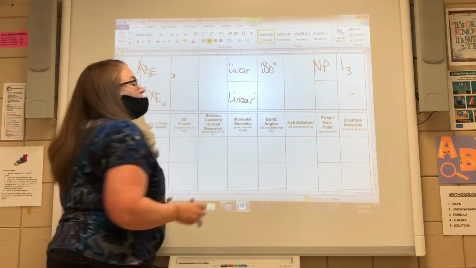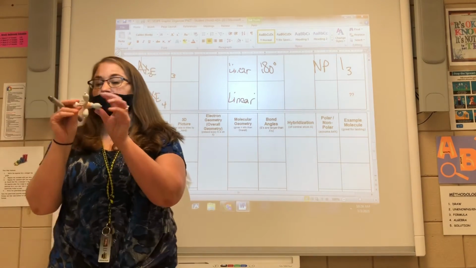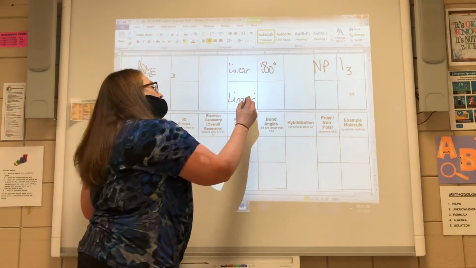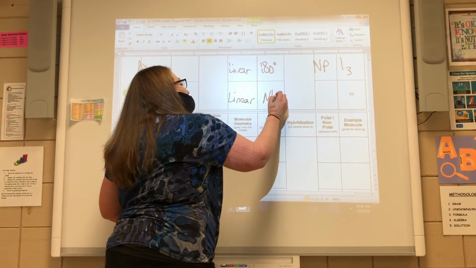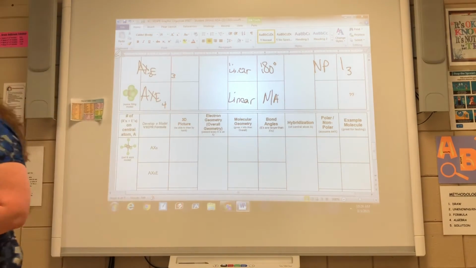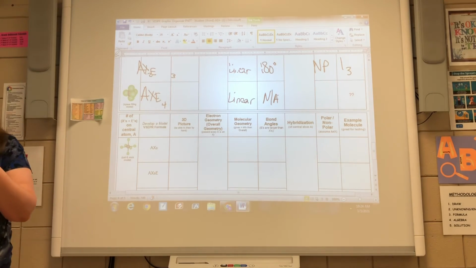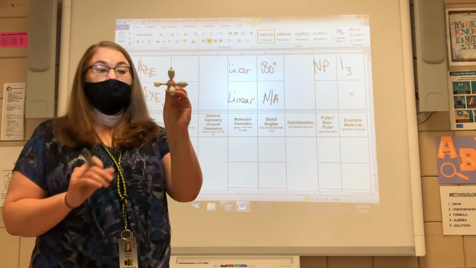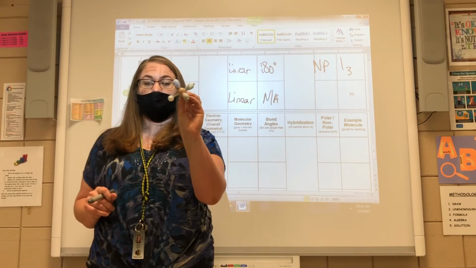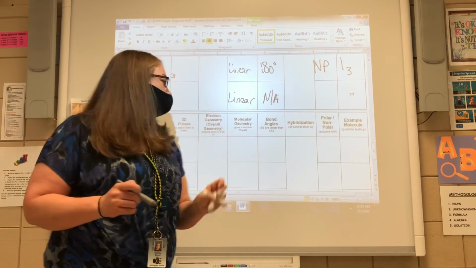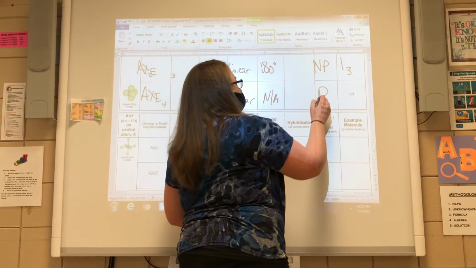Does it have a bond angle? No, because there's only two atoms. So there is no bond angle. Polar or non-polar? It's going to be polar.